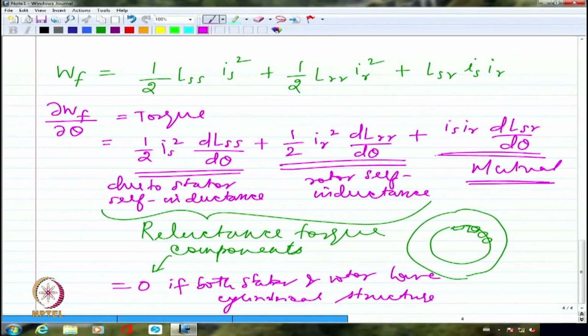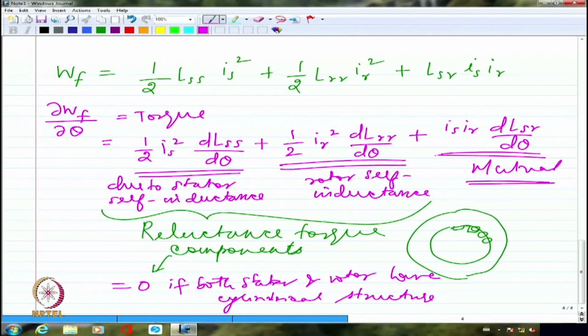Right? So whenever a machine is doubly excited, I am going to have for sure the mutual inductance prone torque. Right? Whereas whenever I am going to have a cylindrical machine, I will definitely not have reluctance torque. Right? And whenever I have a singly excited machine, I will have only reluctance torque due to the member which is being excited. For example, if I look at the DC machine, generally it is a cylindrical structure.